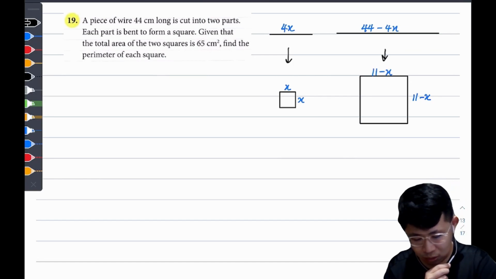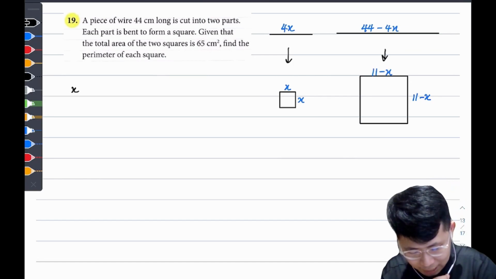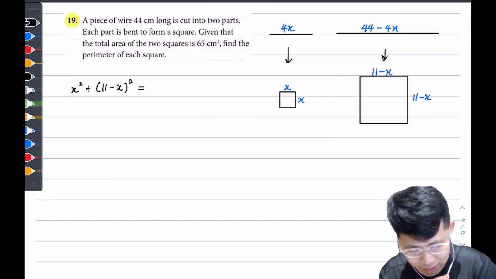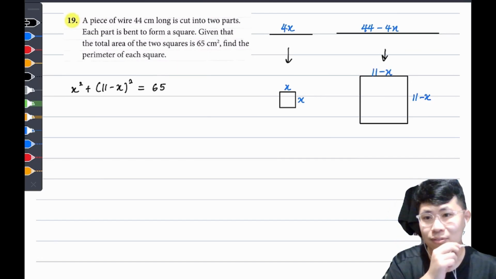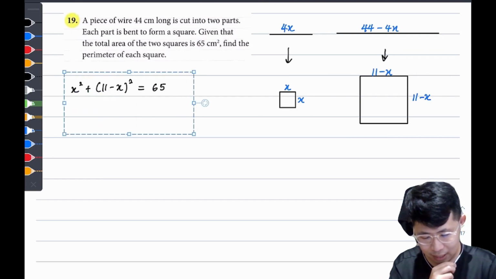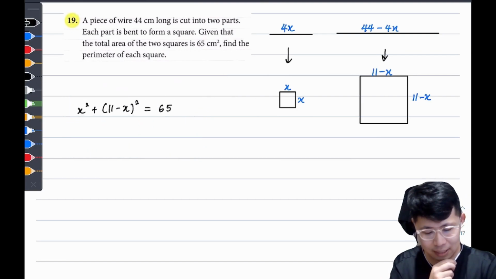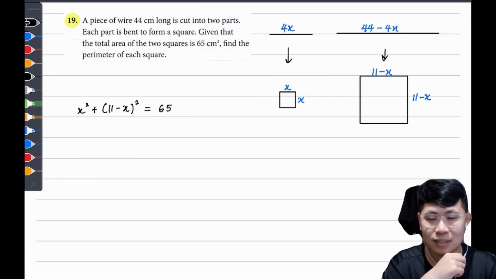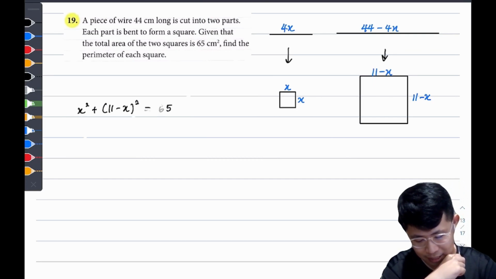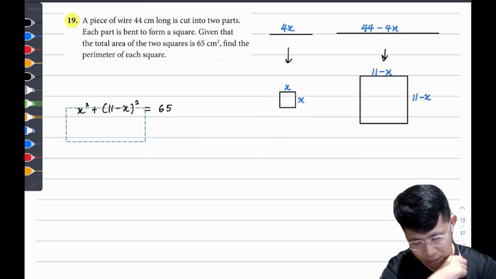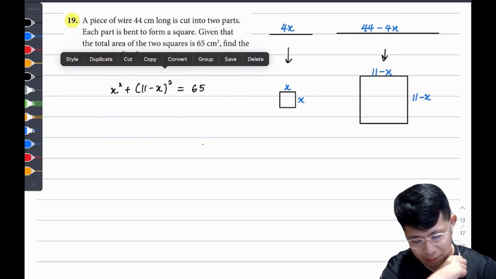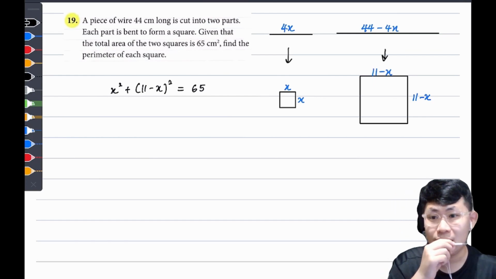So the total area of the two squares, meaning x squared plus (11 minus x) squared, equals 65. The area is 65. Can you see this? So let's use this to find the perimeter of each square. Let's solve for x first.